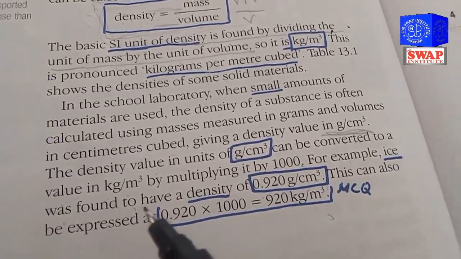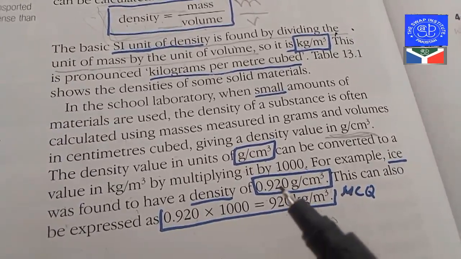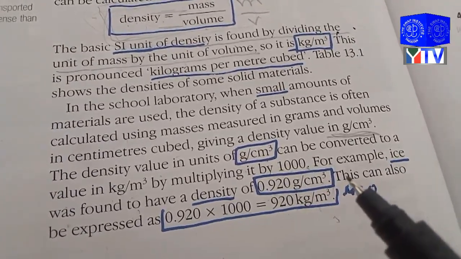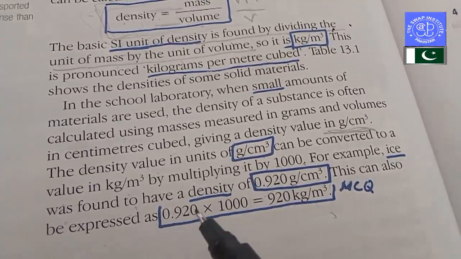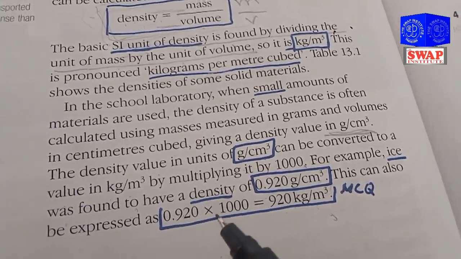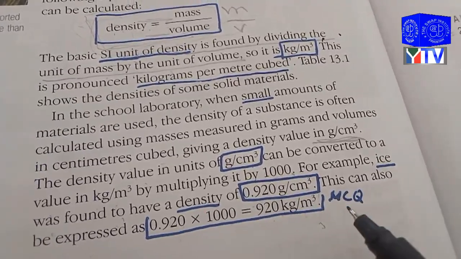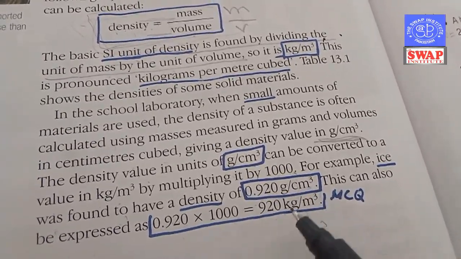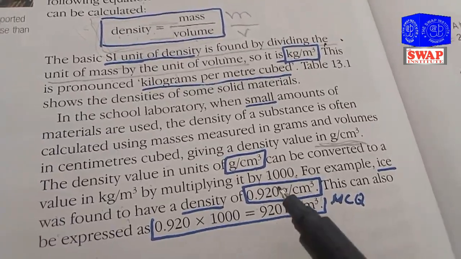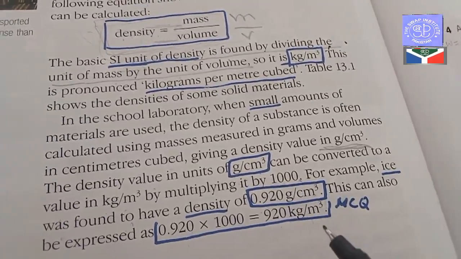For example, ice was found to have a density of 0.920 grams per centimeter cube. This can also be expressed as 0.920 times 1000, which equals 920 kilograms per meter cube. We can convert these ratios from gram to kilogram and centimeter to meter.